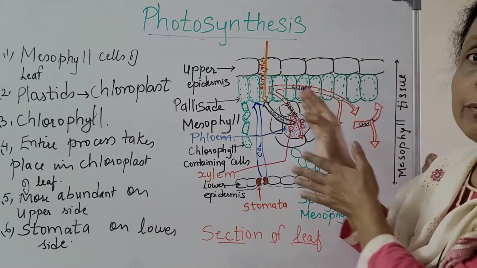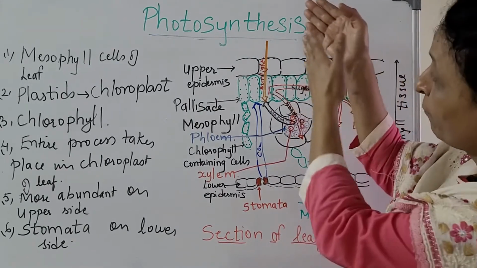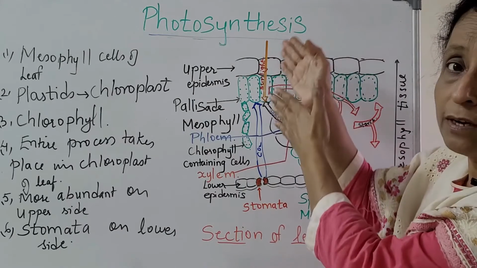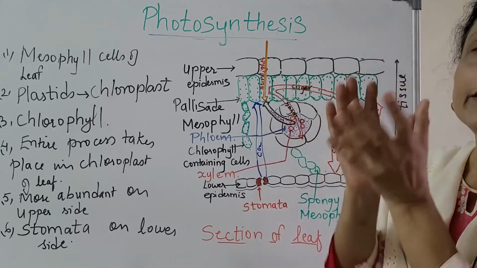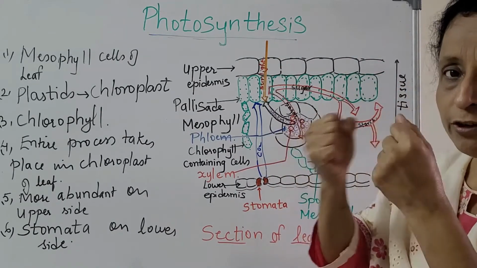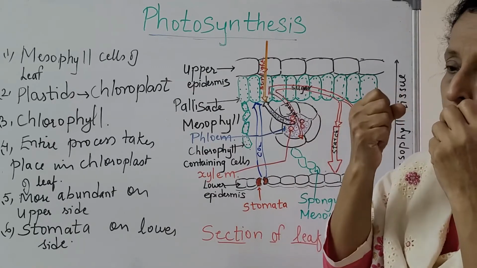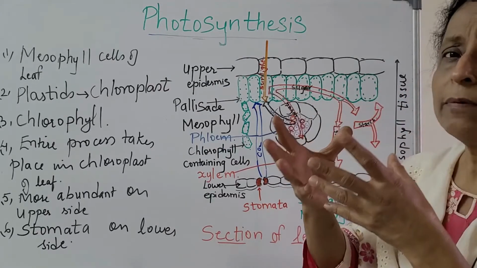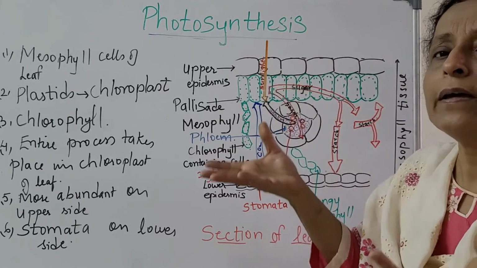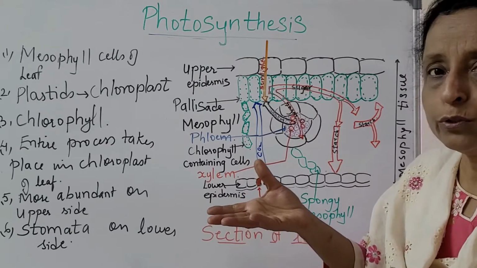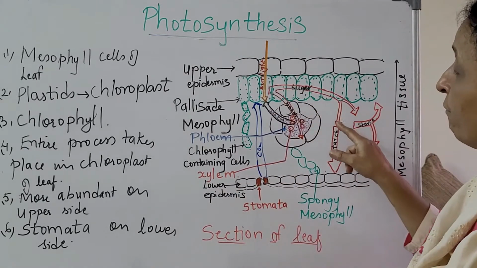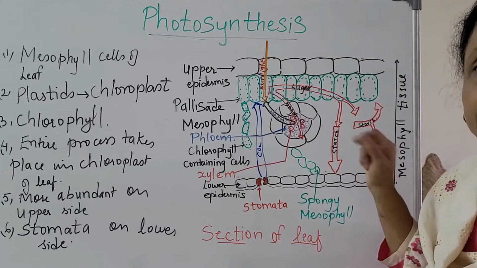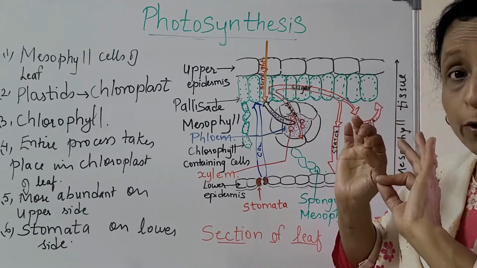Xylem is going to provide the water. Upward through the epidermis, now the sunlight will enter. So it has got energy of light, it has got water, it has got carbon dioxide, it will prepare sugar, glucose, which will go to different parts of the leaves and through phloem.